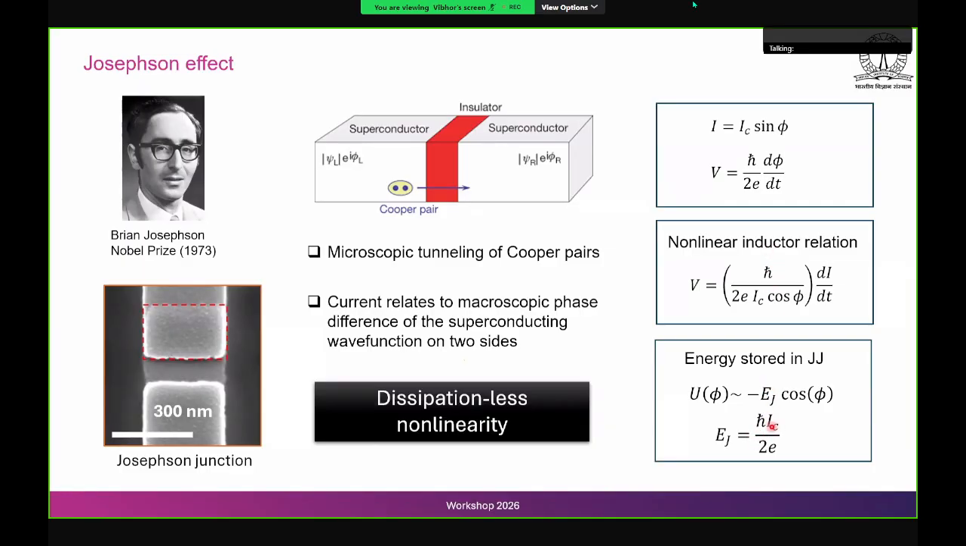That's linearly proportional to the critical current of the junction. So this is again like the potential energy equivalent for the Josephson junction. What this effect does is provide you a nonlinearity without any dissipation. Of course, everything becomes nonlinear at large enough power, but here the key is that it's a dissipation-less nonlinear inductor, and that's the key to understanding why superconducting qubits work. It's a dissipation-less nonlinearity that we are introducing.